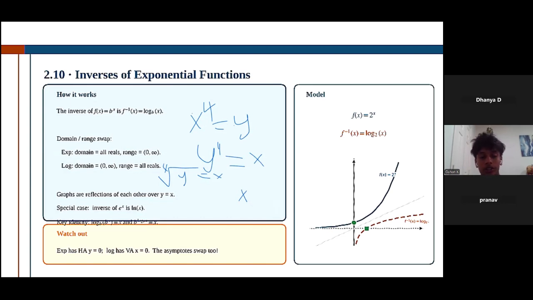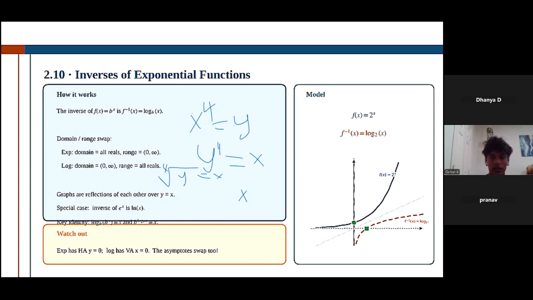And the domain and ranges do swap for these. Like with inverses, the domain and range always swap. For example, 2 to the x has a domain negative infinity to infinity and a range from 0 to infinity. But log base 2 of x, by the way, I realized what I did here was a terrible example.